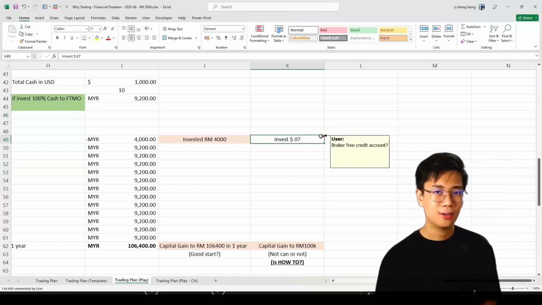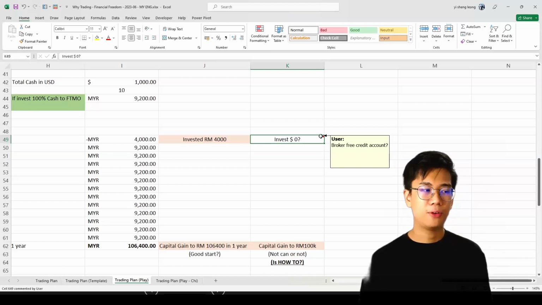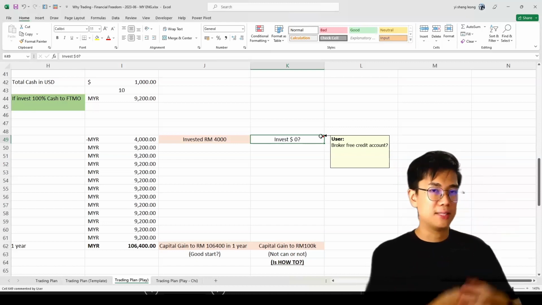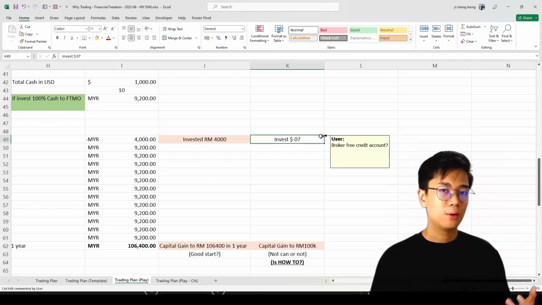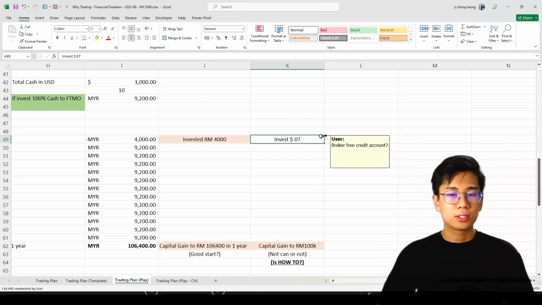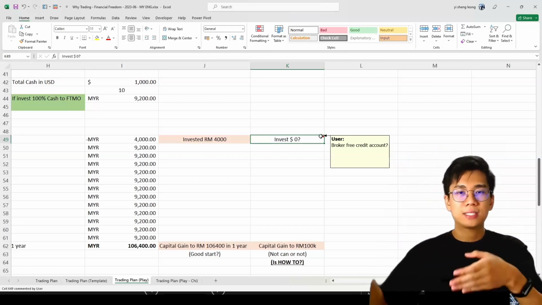Now, what is this thing all about? Brokers do have marketing budgets. And for brokers, in order to attract new clients, they will do advertisements. But the concept is, why should I put the money into Facebook? Why don't I just benefit you guys? So the concept is that as long as you deposit money into the broker, they give you some money.